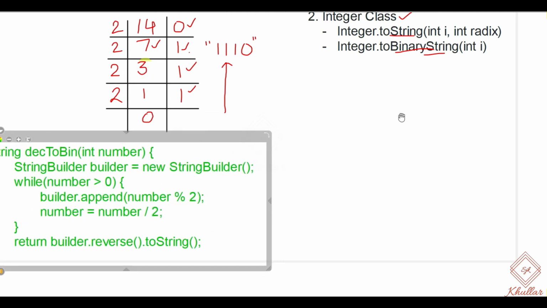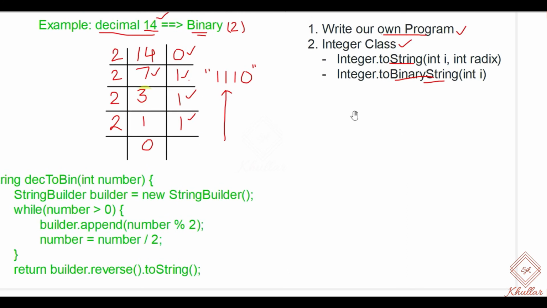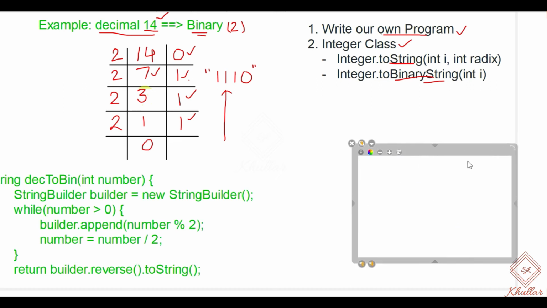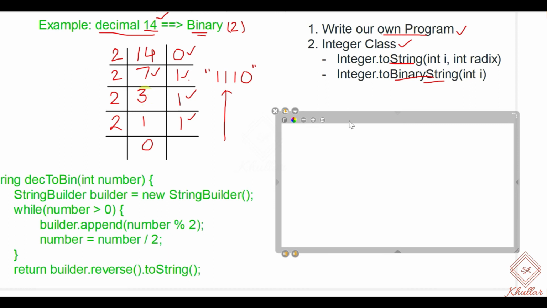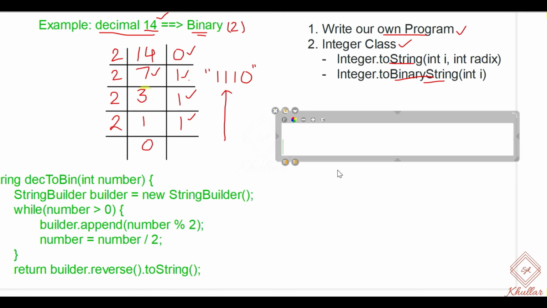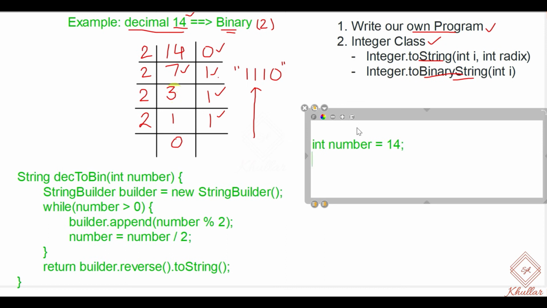So let's see a couple of methods provided by JDK classes, so that we can also have a look into them. The JDK classes have a couple of methods, like the Integer class. Suppose I have to convert decimal to binary, so Integer has its own method. Like suppose int number equals 14 here, so use the methods provided by the Integer class.